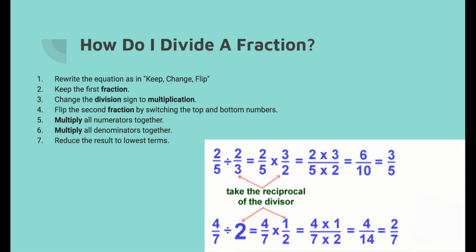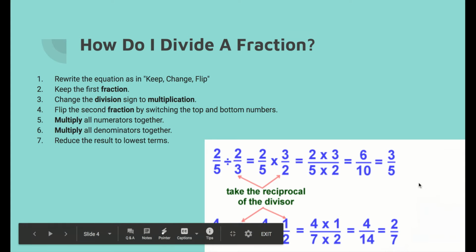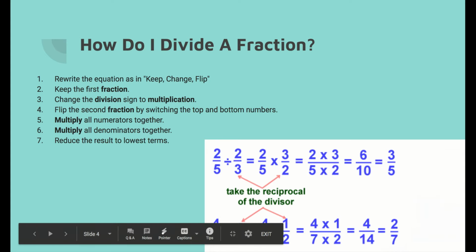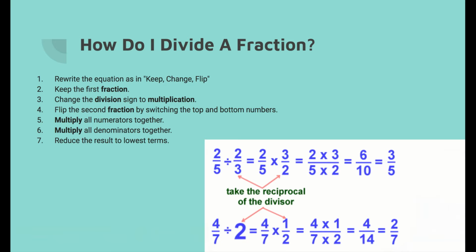Again, we have over here, look down here, we have 4/7 divided by 2. So we know if we just have a whole number that just says 2, we can go ahead and put a 1 under it, okay? So I have 4/7 times 1/2. And why do I have 1/2? Because again, it's a whole number, so that 2 currently has an invisible 1 under it.